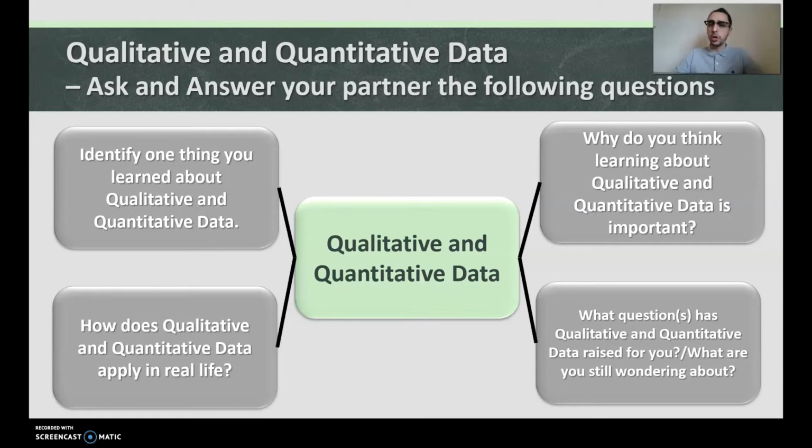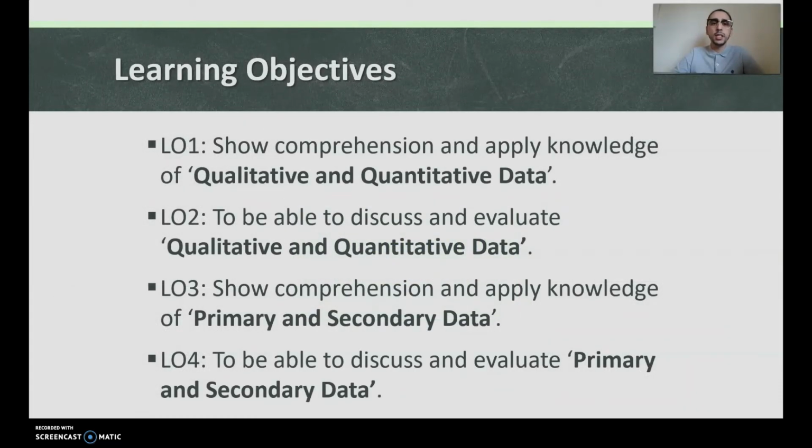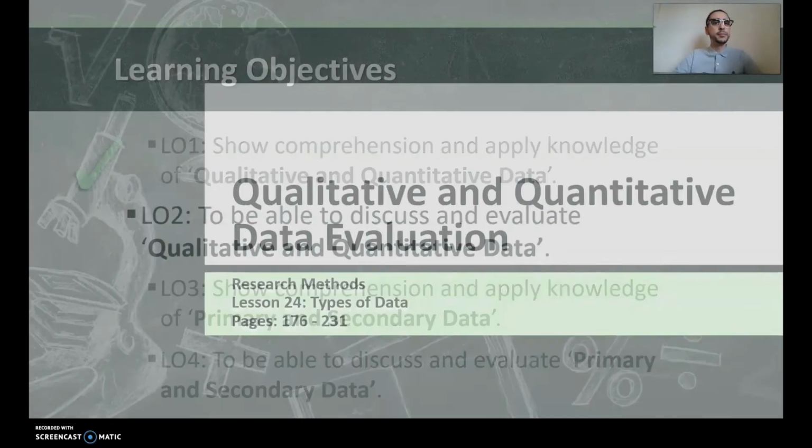If you've got any questions you're not sure about, let me know, right? Send me an email. You've got my email, or put it in the comment section. And there we go. That's learning objective 1 complete. I'm ticking it off. We're moving on to learning objective 2 now. Let's evaluate qualitative and quantitative data. What are the strengths? What are the weaknesses of each one? Let's have a wee look, shall we?